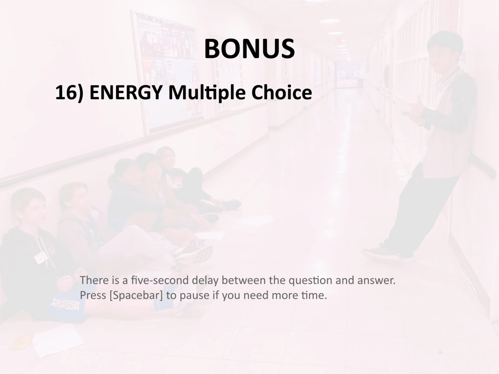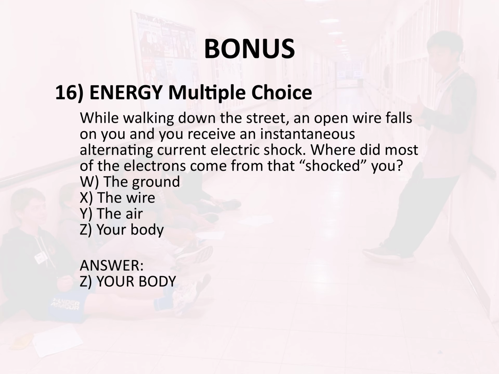Bonus 16. Energy. Multiple choice. While walking down the street, an open wire falls on you and you receive an instantaneous alternating current electric shock. Where did most of the electrons come from that shocked you? W. The ground. X. The wire. Y. The air. Z. Your body. Answer: Z. Your body.